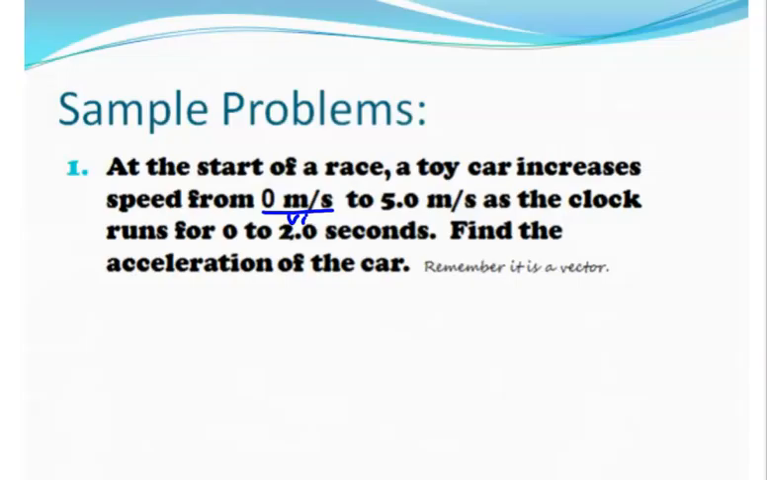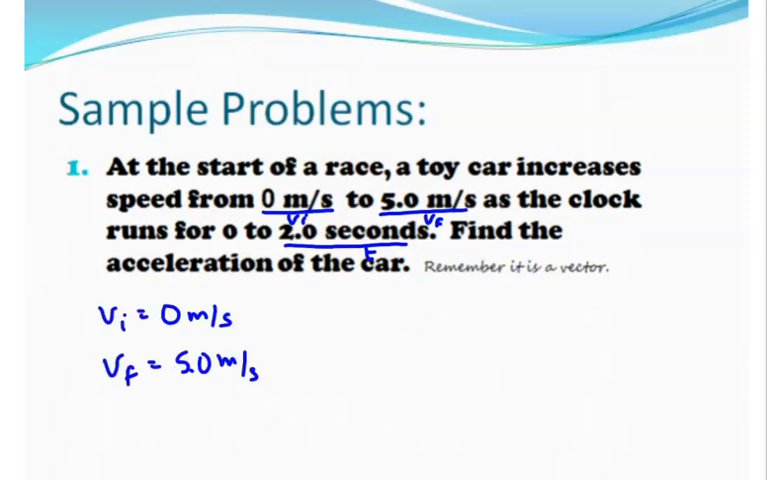Let's look at this first situation. At the start of a race, a toy car increases its speed from 0 meters per second, that's our initial velocity, to 5 meters per second, that's our final velocity, where it's ending up, as the clock runs for 2 seconds, which is our time. I like to write down my variables underneath each number, but sometimes you're asked to. You should be writing your givens down here, so it makes it a whole lot easier to solve.